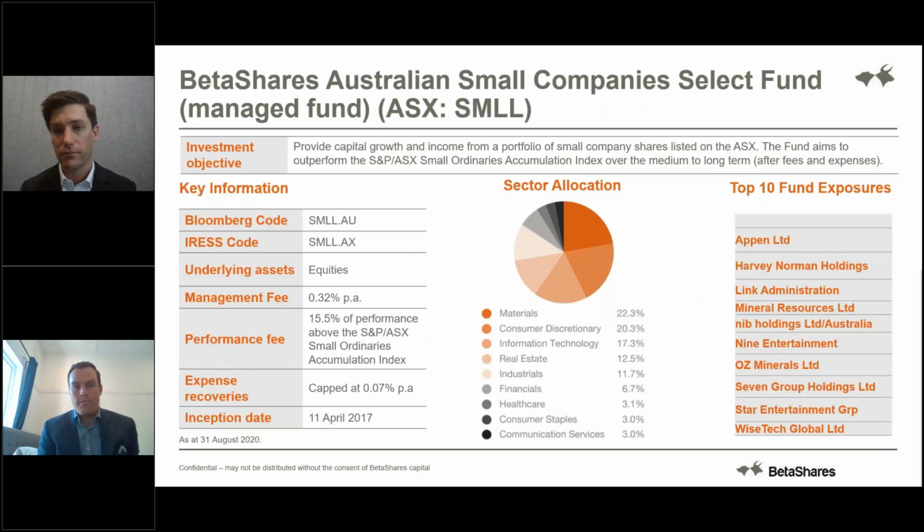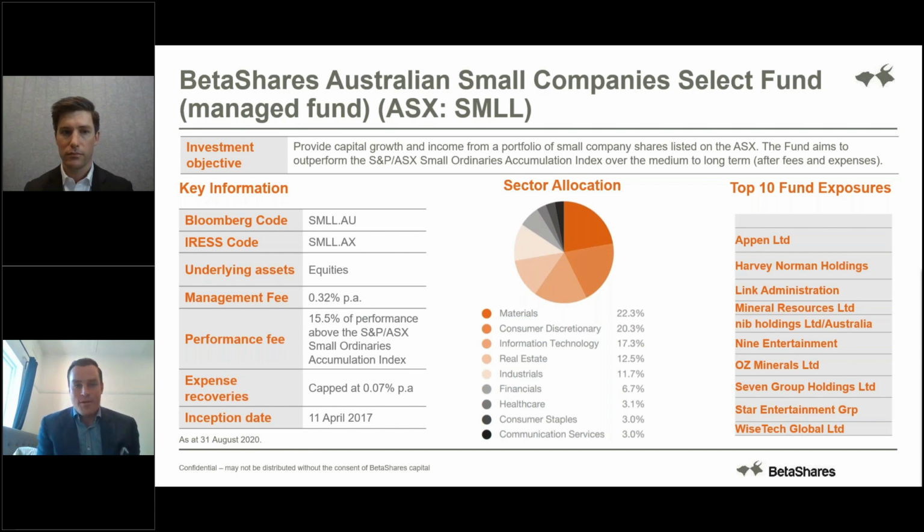Thanks, Cam. And again, if you're looking at finding an access point to allocate to small caps, avoiding just taking the whole market or paying a very expensive active manager's fee, which often those funds are closed out, you can do that through our BetaShares Australian Small Companies Select Fund under the ticker code SMLL with a management fee of 32 basis points. And again, it's just an easy way that uses that systematic screening process to give you a quality tilt to that small cap sector.